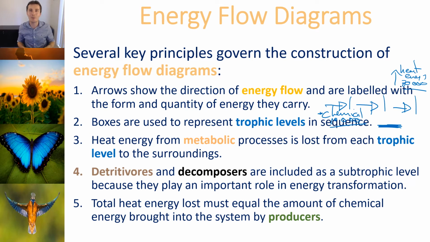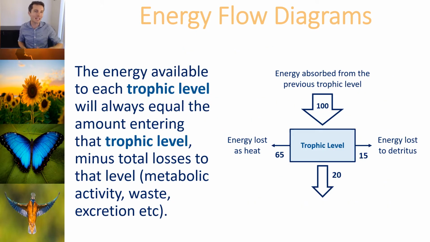Sometimes things can happen which means it's not as efficient, because you're going to get immigration and emigration, stuff like that. But in a closed system, in a perfect ecosystem, it would actually be equal. So when we look at the available energy at each trophic level, it must, as I mentioned, equal the amount of energy entering that trophic level.